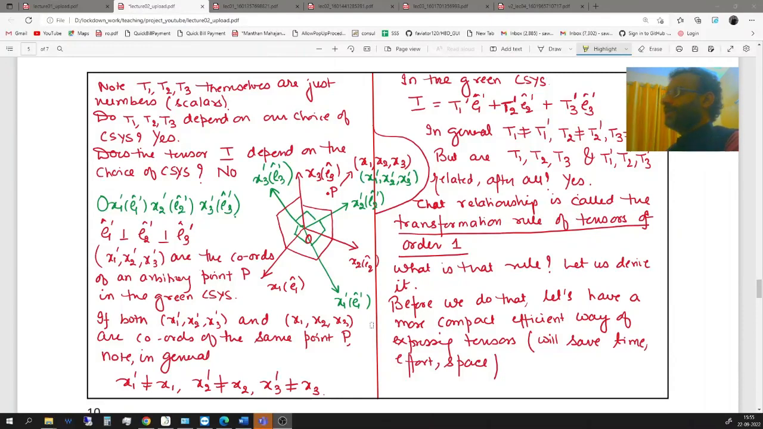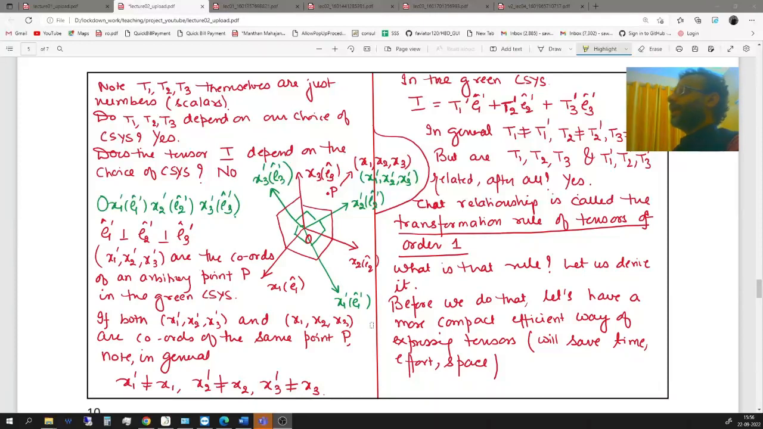So now there is a question I want to ask. Do T1, T2, and T3 depend on our choice of coordinate system? The answer is yes. Does the tensor T depend on the choice of coordinate system? The answer is no. So the tensor will remain invariant. You may remember that's how I described tensor on my very first slide of this video. The tensor will remain invariant. However, its components may change as you switch the coordinate system which you are using to express that tensor. So let's look at this aspect in more detail.